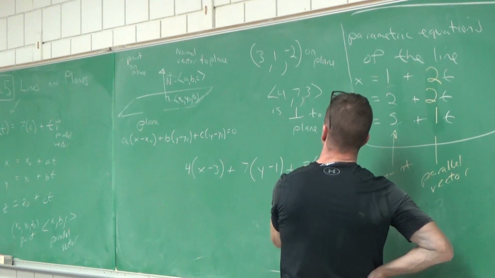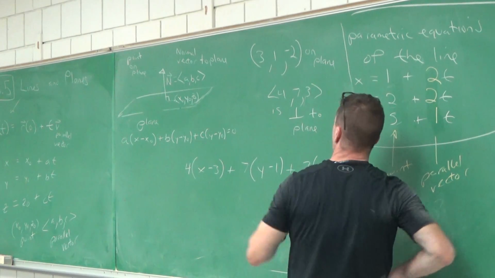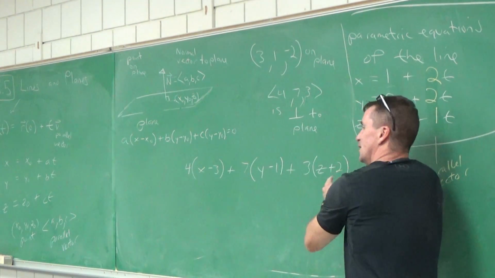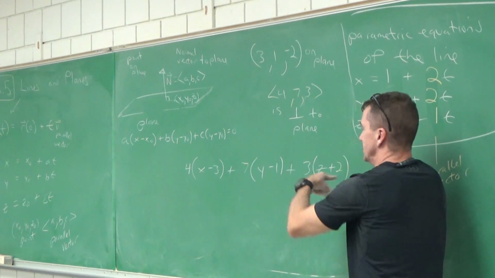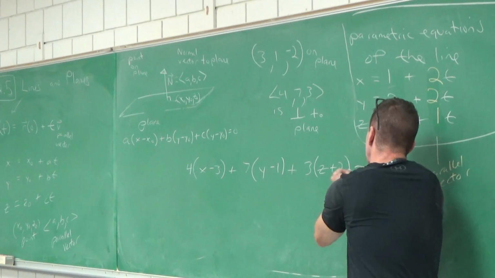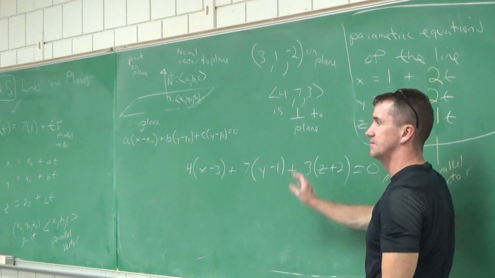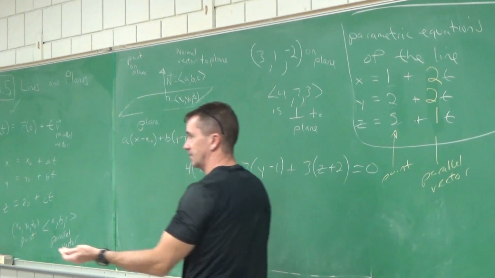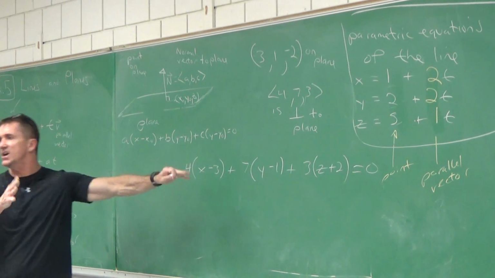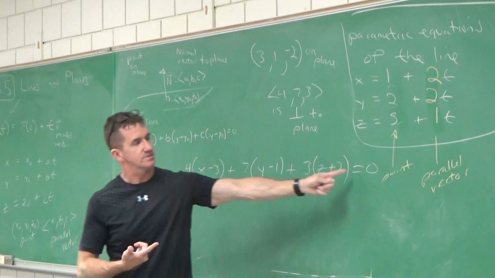3 times z plus 2 equals 0. Am I done? You can tell by my face how many times Jin said left answers. Right? Oh, I forgot that. But there you go, done. Unless you want to go and simplify it. But that's fine. That describes the plane. That's the equation of the plane. An equation's got to have an equal sign, right?